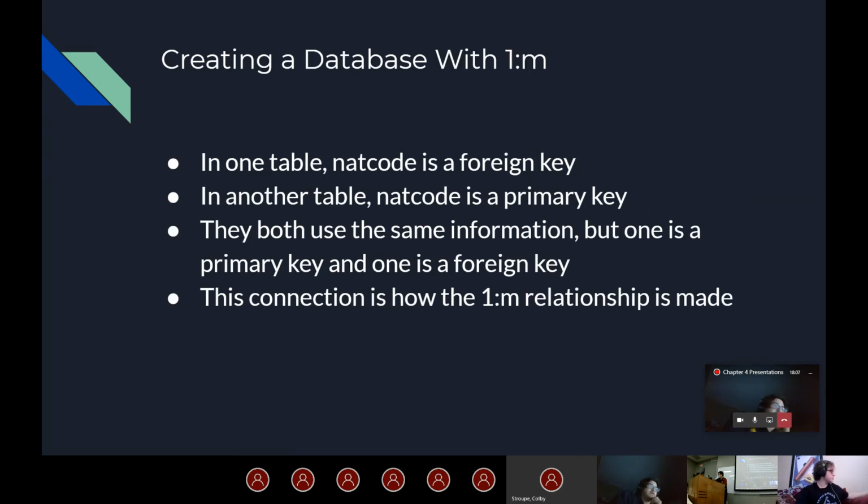Creating a database with a one-to-many relationship and one table. There's a table in the book that represents this, and one of them is NAT code, and it's the one in the table where it is a foreign key, and then another table is a primary key. They both use the same information, but one is a primary key, one is a foreign key, and that's how the one-to-many relationship is created.